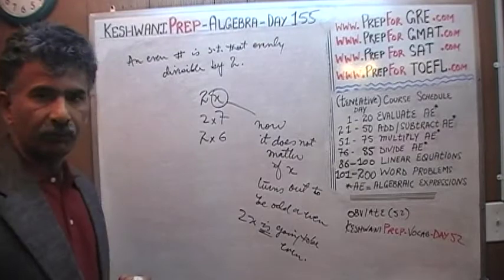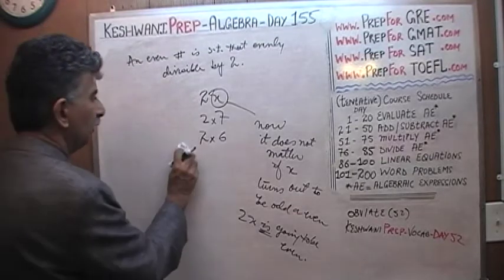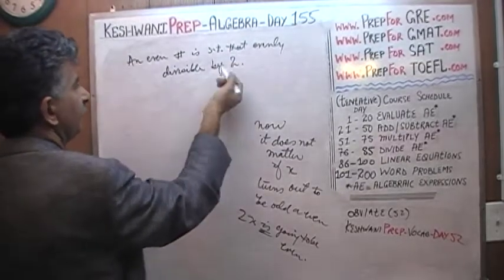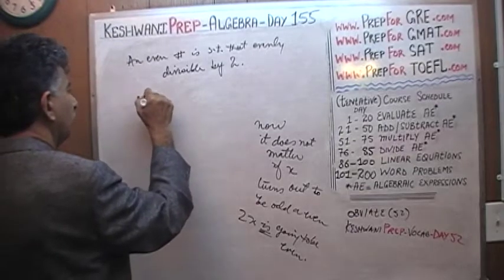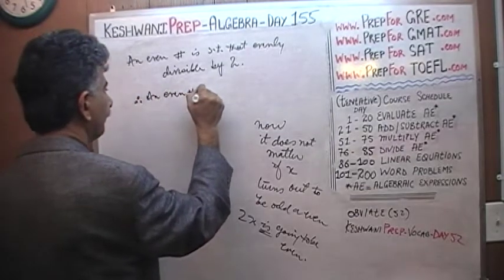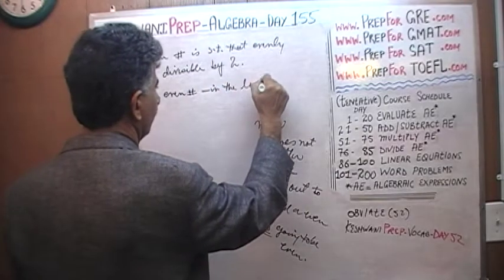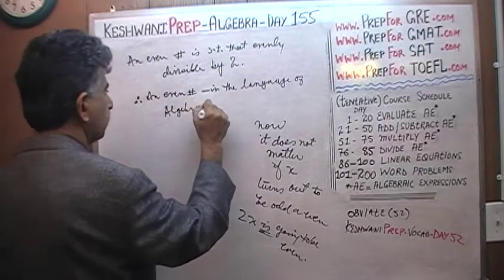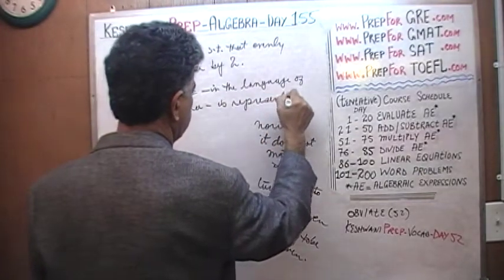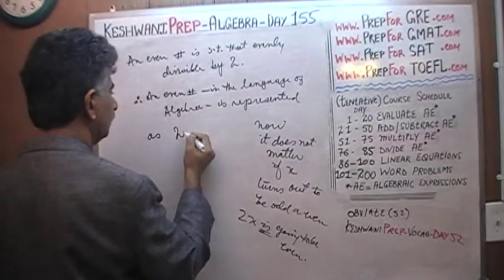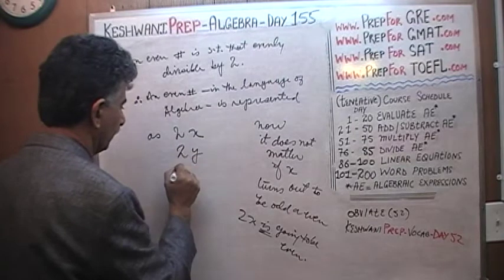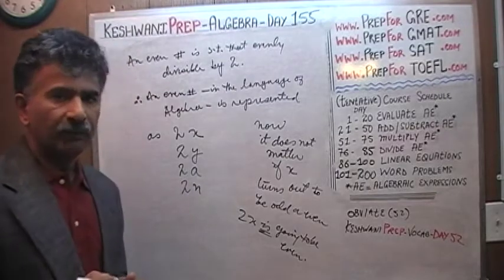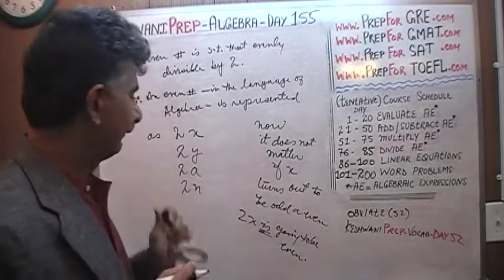So anyway, the long and the short of it is that in the language of algebra, if somebody asks you to represent an even number, it is something that is evenly divisible by 2. Therefore, an even number in the language of algebra is represented as 2 times x, or 2 times y, or 2 times a, or 2 times whatever it is, n. It's always represented as 2 times some unknown. That is an even number.